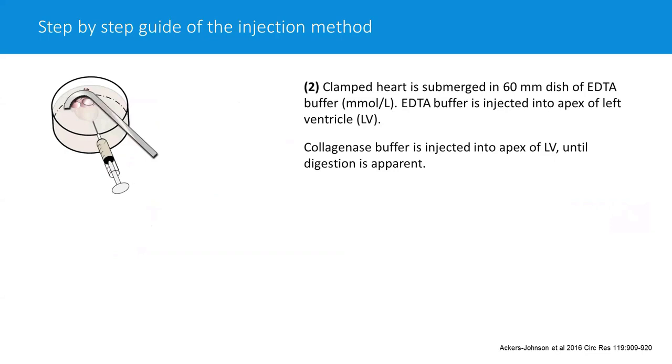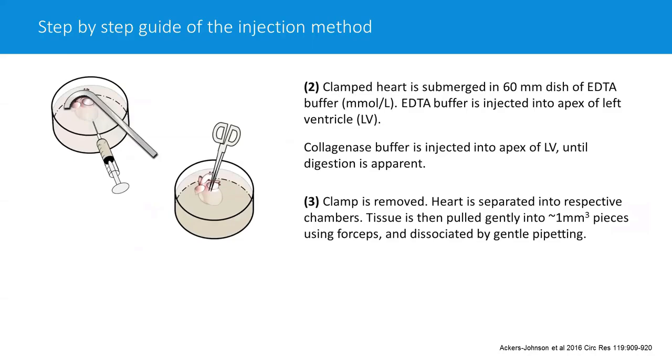And from now on, all the perfusion happens through the left ventricle. So after that, collagenase buffer is injected again into the apex of the left ventricle until the digestion becomes apparent. And you should really see this because the heart becomes pale and it starts becoming quite squishy, to use the technical term. And normally for adult hearts, we use about 30 to 40 mils of collagenase buffer, whereas for younger hearts, we can even get away with 20 mils. And after that, the clamp is removed.